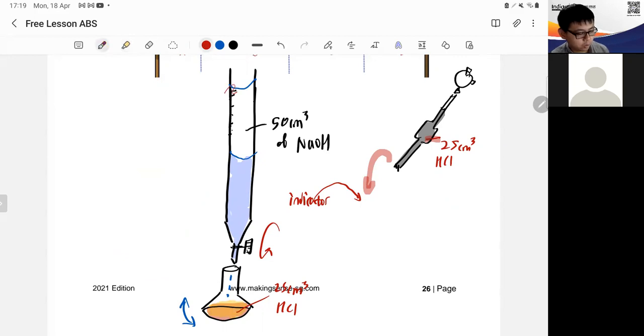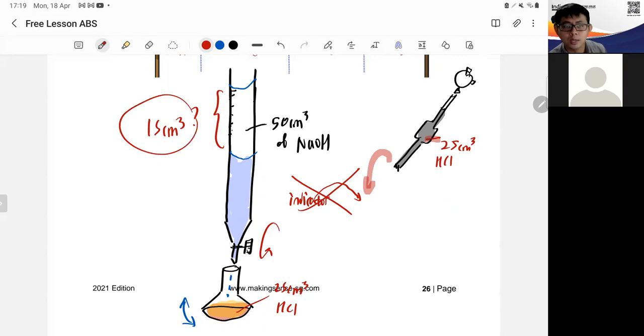After I stop, I will record this number: what was the amount of NaOH used to reach this stage? Maybe, let's say, 15 cm3. And I'm going to repeat the whole experiment, this time without the indicator. I'm going to do the whole thing again. This time the indicator is not there. I'm going to use exactly 15 cm3 to pour into the acid.